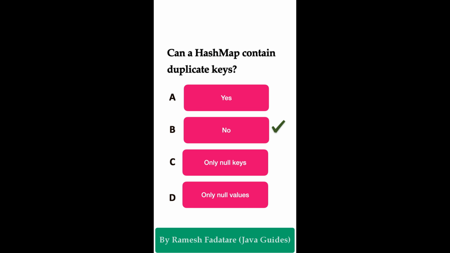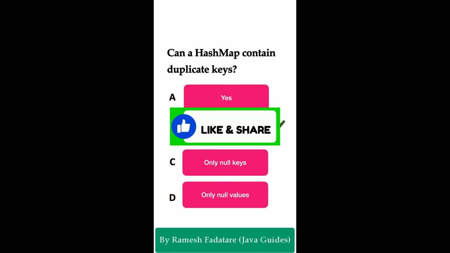Correct answer is option B, no. In HashMap, each key is unique. Adding a new entry with an existing key replaces the old value with the new one. In a HashMap, each key should be unique, and if you try to add a new entry with the existing key, then it will replace the old value with the new one.